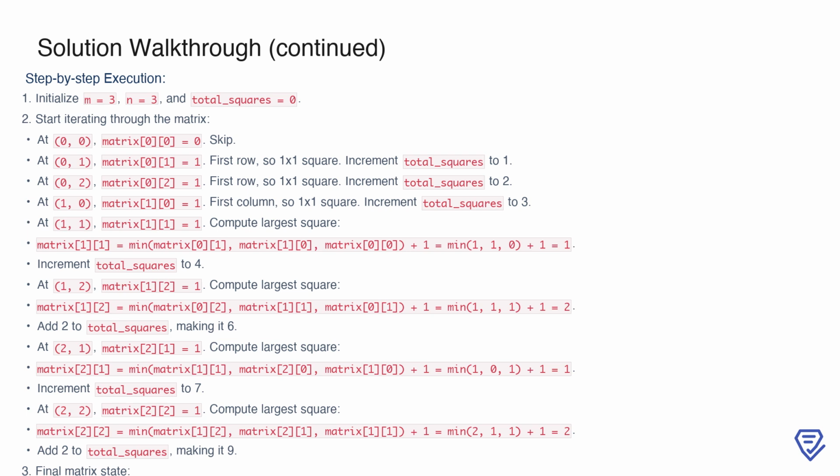At 2,1, the value is 1, and the computation gives min(1, 0, 1) plus 1 equals 1, so we update the total to 7. Finally, at 2,2, the value is 1, and the calculation gives min(2, 1, 1) plus 1 equals 2, adding 2 more to the total, resulting in total_squares equals 9.